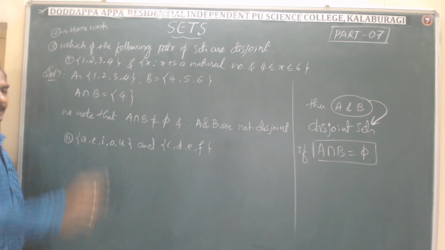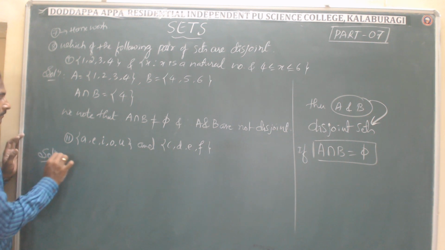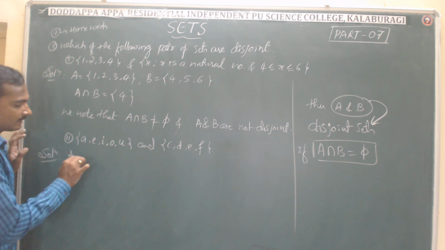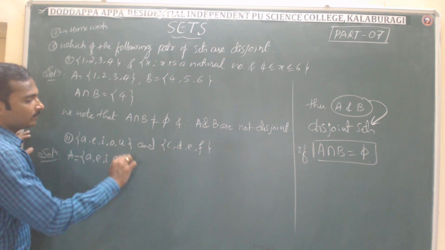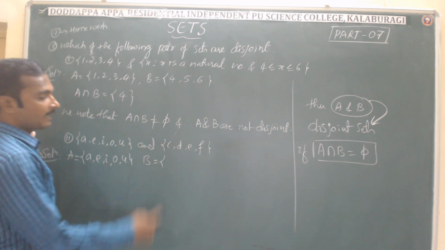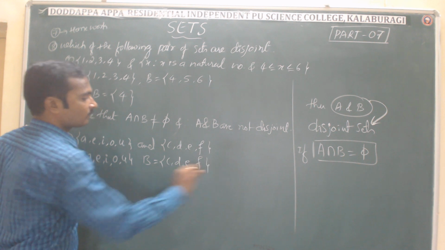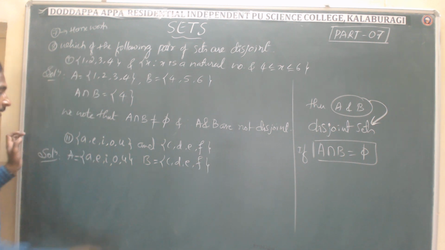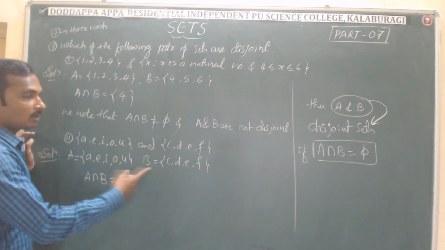Let us go for the second example. The solution for this: let us consider this as the set A. Set A contains A, E, I, O and U, and let us take the elements of the second set as B. Set B equals C, D, E and F. So let us find the common elements. Let us find the intersection. A intersection B equals, what are the common elements in these two sets?